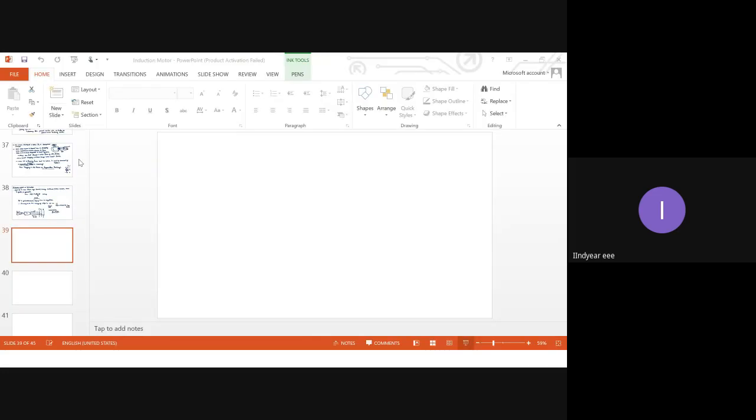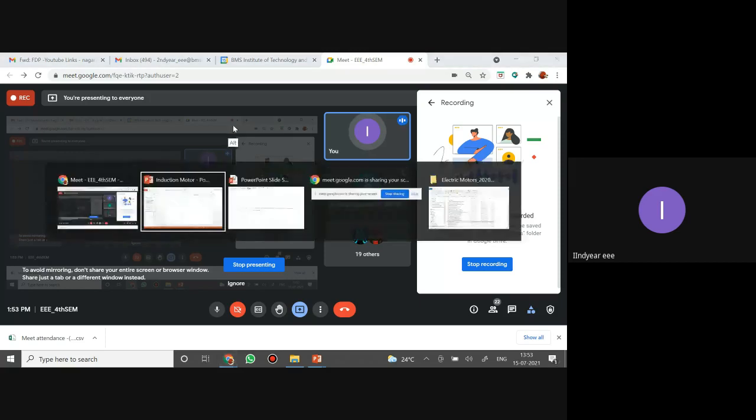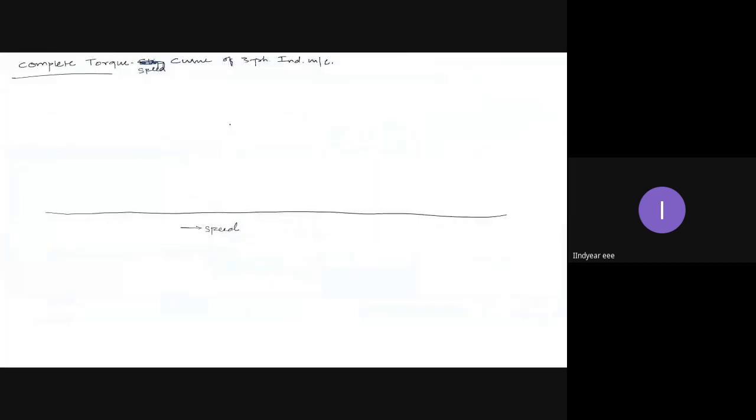Of slip, let us take it as torque-speed. Both are the same. Slip varies opposite to that of speed. If speed is varying from left to right, slip will vary from right to left. That is the only difference we get. Now, let the speed here be 0, and the speed here be ns.